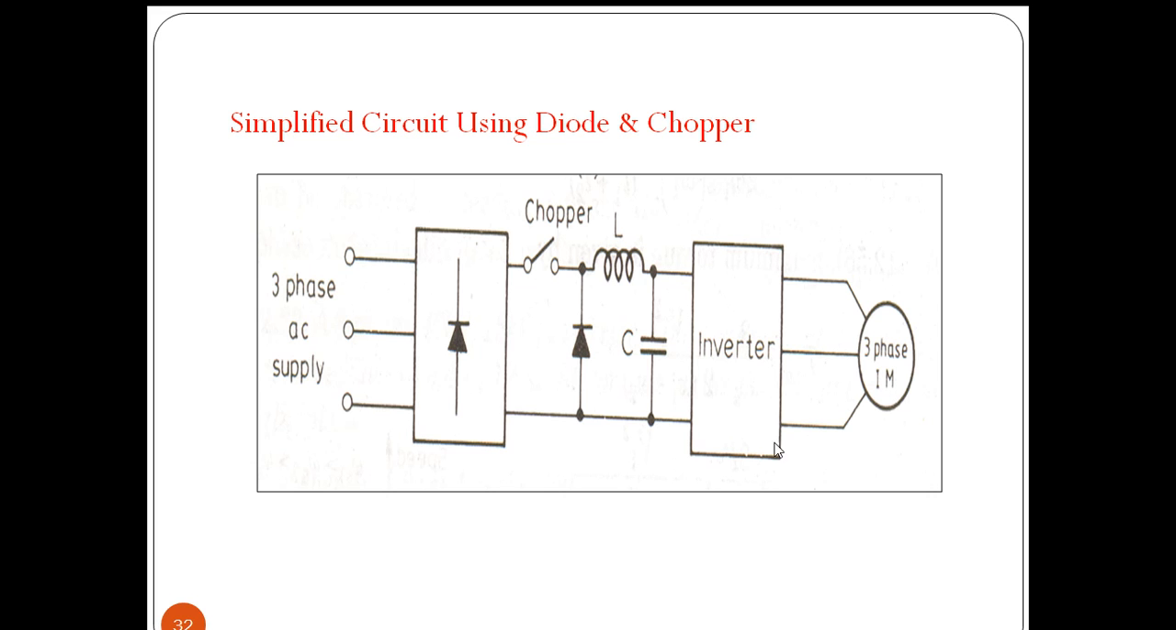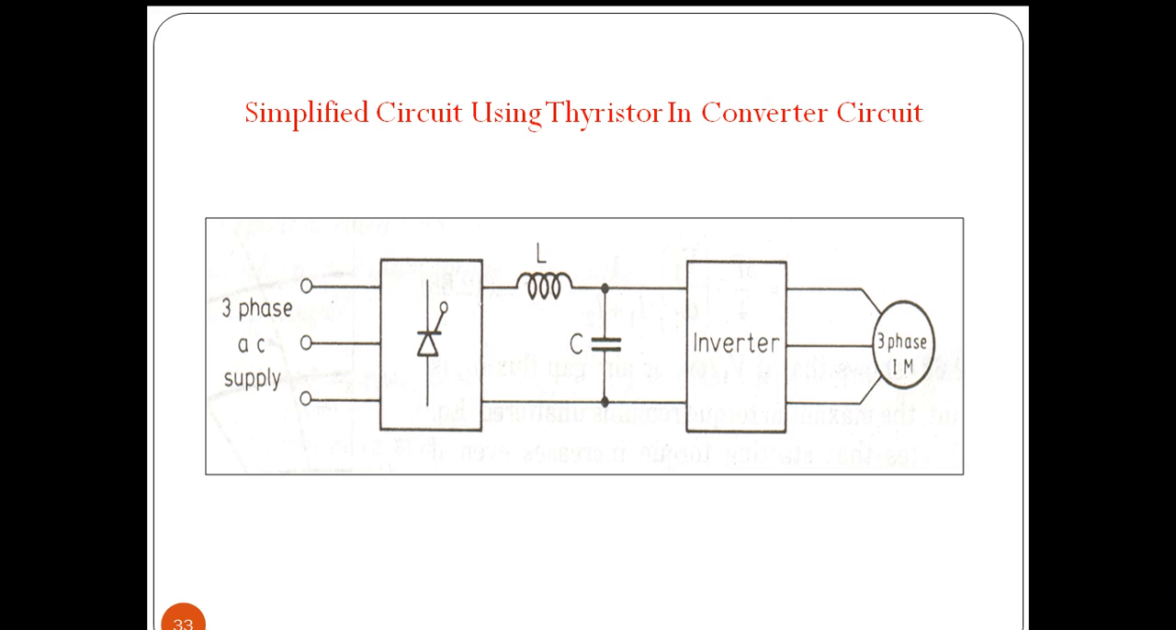This produced AC will be given as input to three-phase induction motor. So next we'll discuss a simplified circuit using thyristor in converter circuit. As the circuit is becoming bulky with using diode rectifier and chopper circuit, to remove that we are using a simplified circuit using thyristor in converter. In this inverter we are not changing anything. We are using only PWM inverter to have control in operation of conversion of AC to DC.